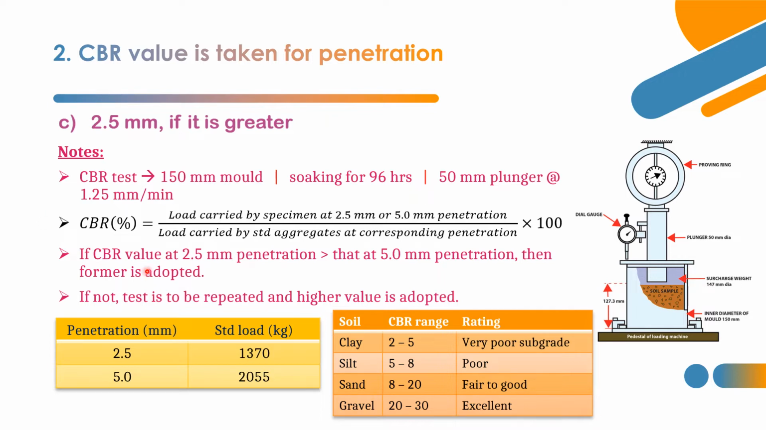The most important is this 2.5 mm penetration. So at 2.5 mm penetration, if the value is greater than that for 5 mm, then no problem, whichever value we got for 2.5 mm penetration shall be the CBR value. If at all 2.5 mm penetration CBR value is less than that of 5 mm, then the test has to be repeated and higher value has to be adopted. Now we shall move on to the third one.